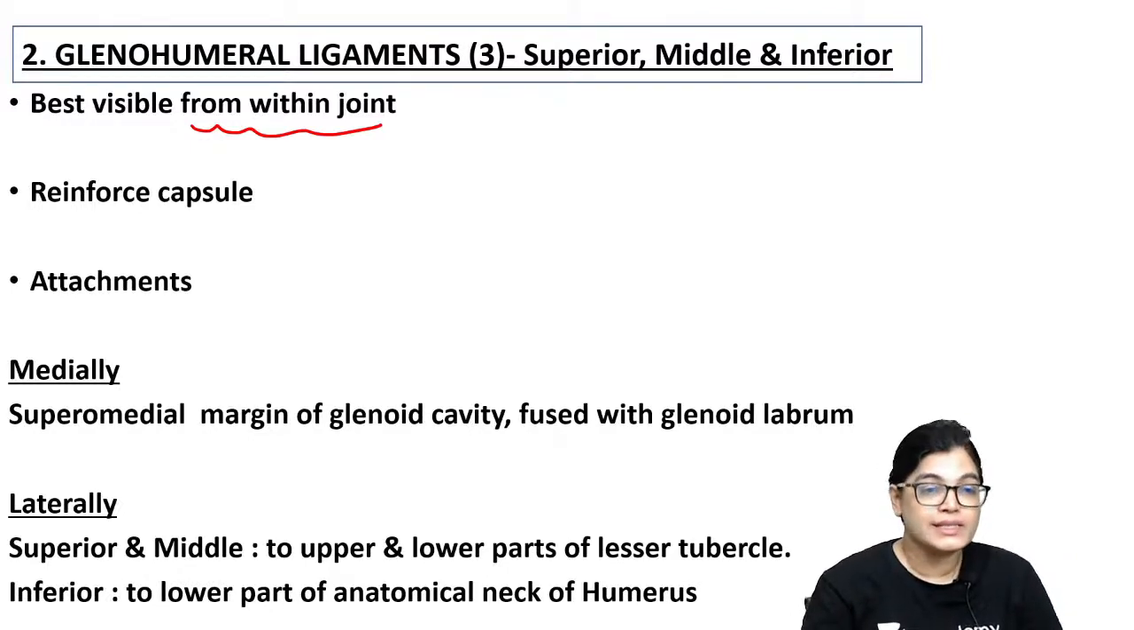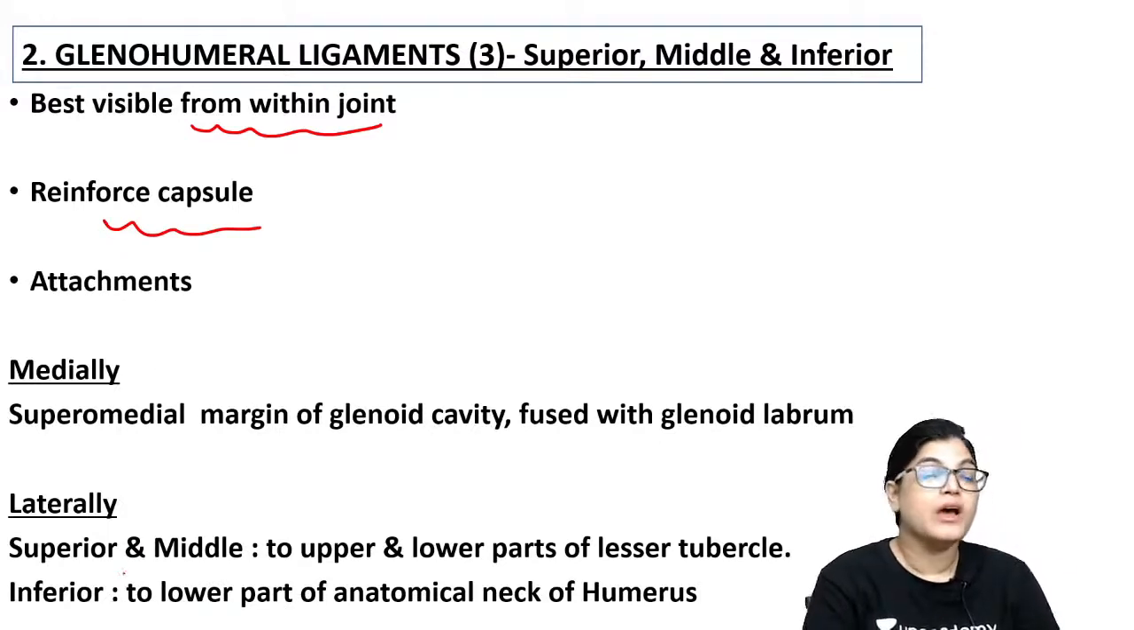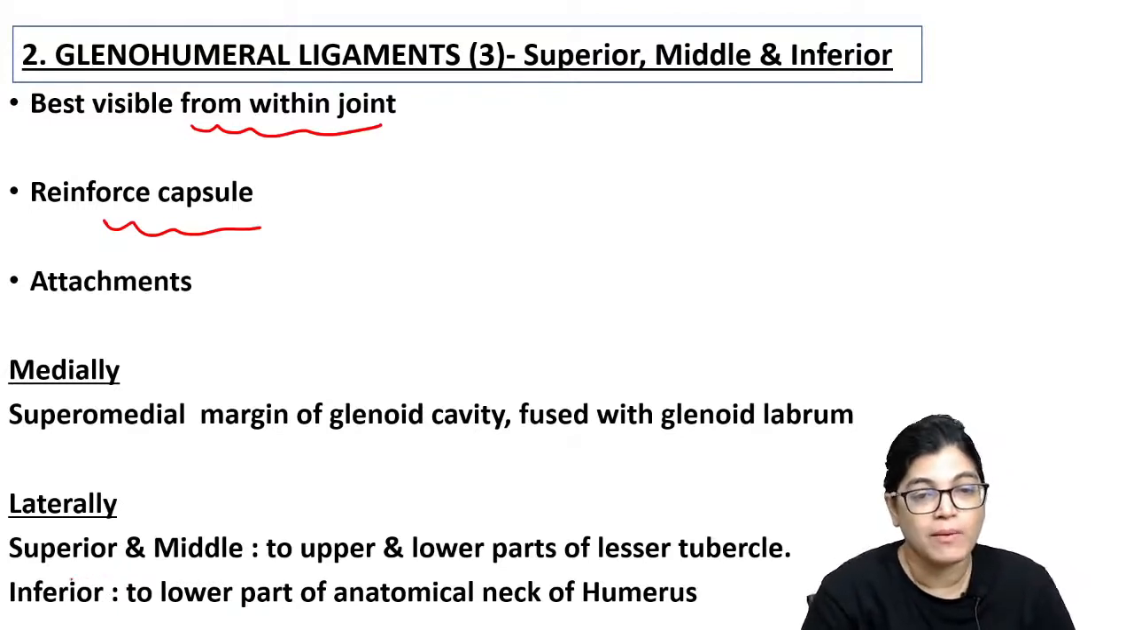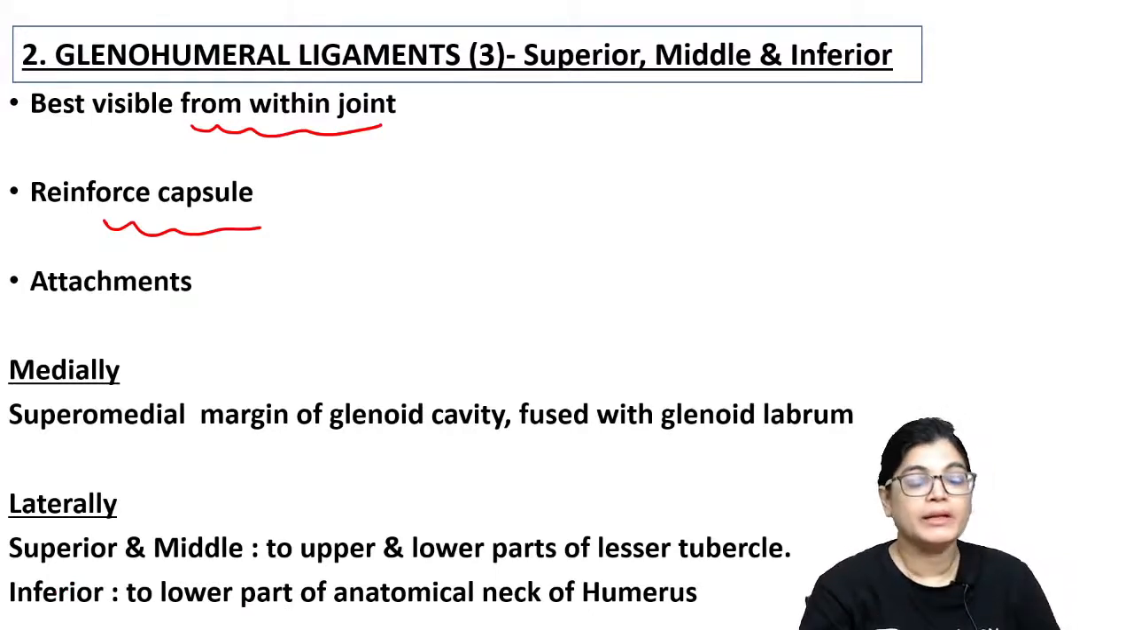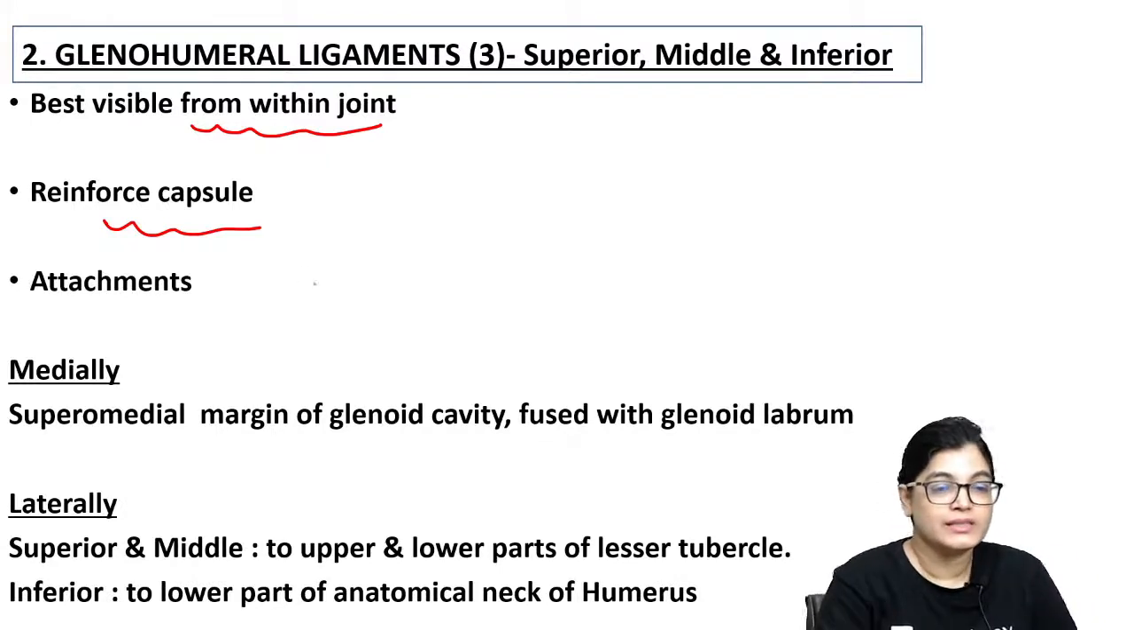And this is not a single unit. Actually the glenohumeral ligament is formed of 3 parts, called the superior, middle and inferior glenohumeral ligament. What is the functional significance? It provides additional support, reinforcing the capsule, so it also supports the fibrous capsule of the shoulder joint for stability. It is also important that we know the attachment of the individual ligaments, the superior, the middle and the inferior. So let's discuss the attachment.